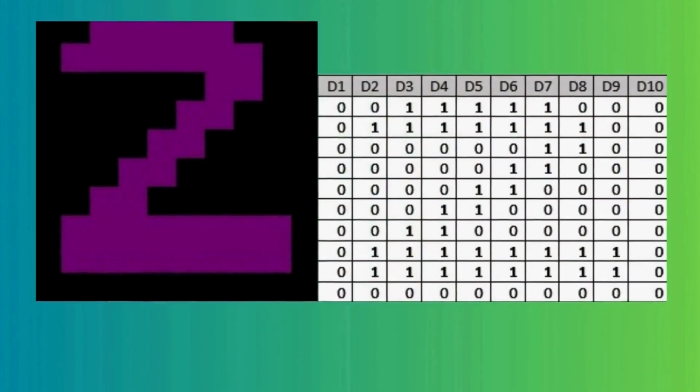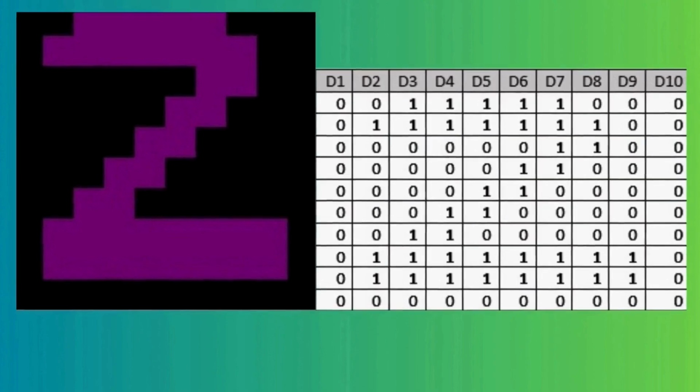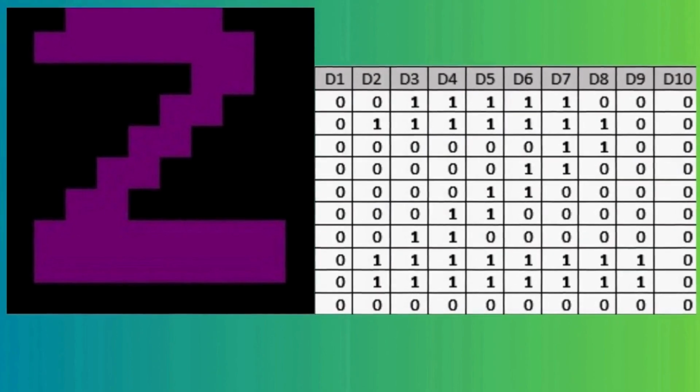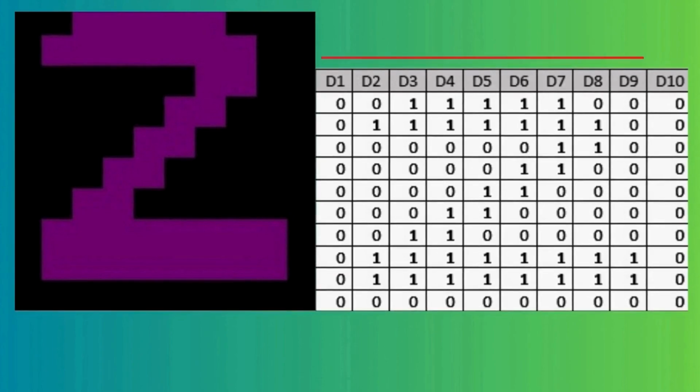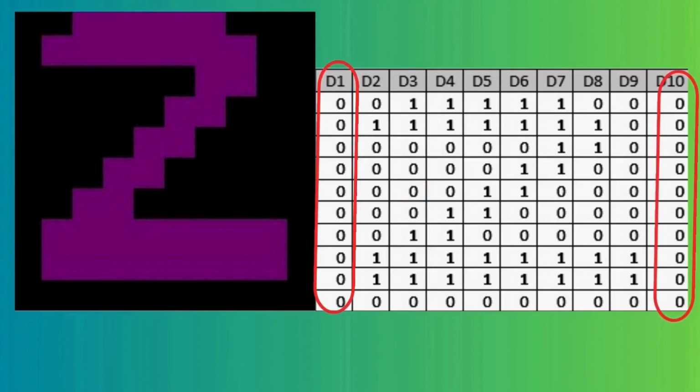Now let's look at this image. It shows the integer 2 and its corresponding pixel values. It has 10 dimensions. Purple color pixels are represented as a 1 and the black pixels as a 0. As you can see, the left and right columns contain 0 pixel values along with some other pixels. If we remove this 0 pixel value, it would not affect the shape of the digit 2.